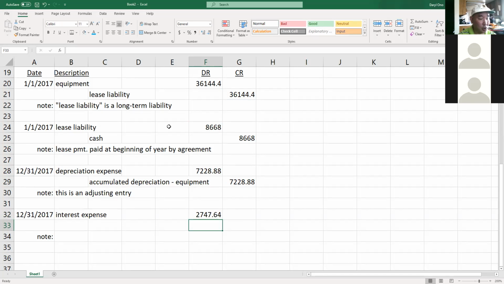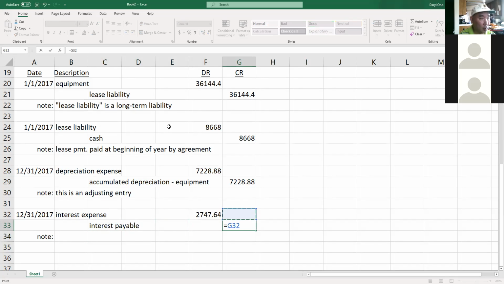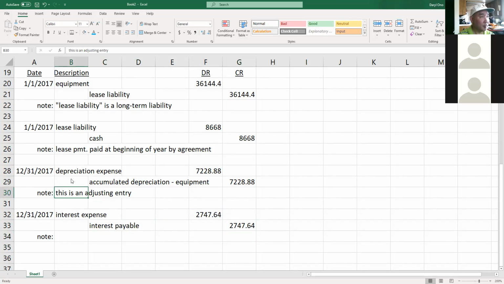2747, and this is going to be then interest payable. Interest payable, this is going to be important now. Interest payable. This is an adjusting entry.